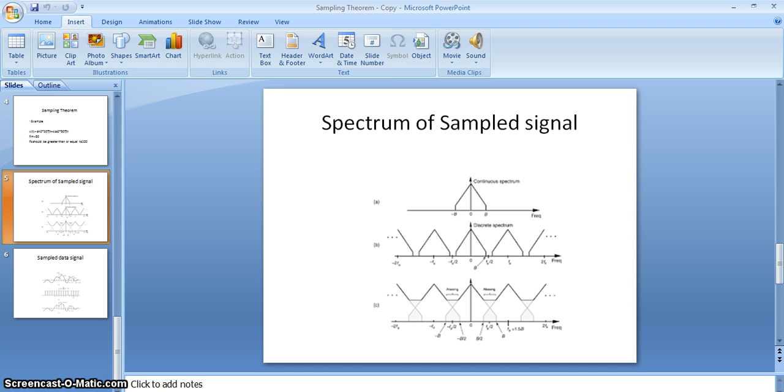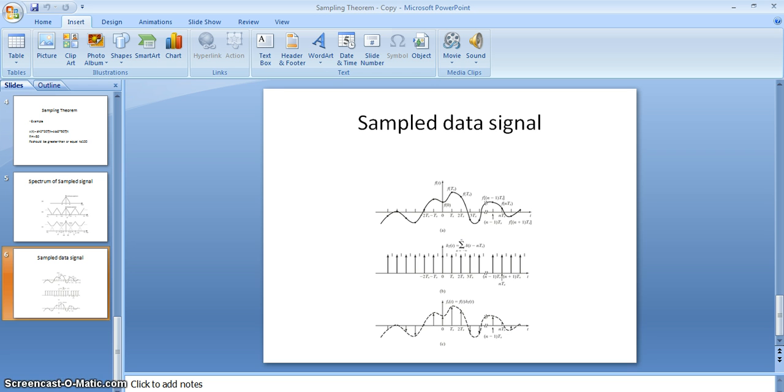That is called aliasing. What is the effect of this aliasing? It will affect the output audio quality because the higher order frequencies are aliased with the lower order frequencies. So this is about the sampling theorem, which is used to convert the analog signal into a digital signal for digital processing.